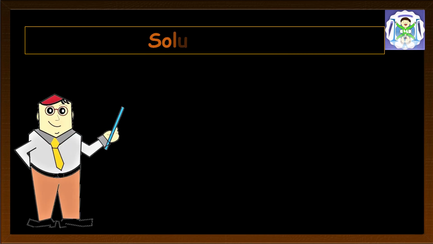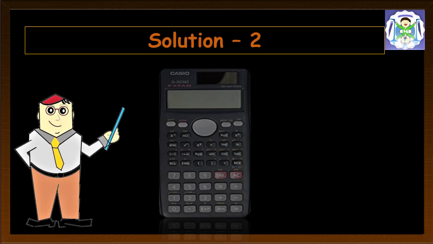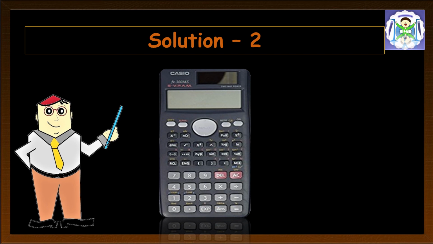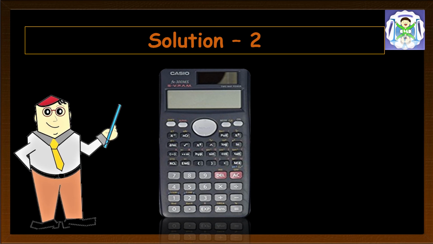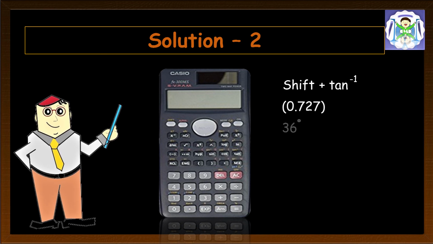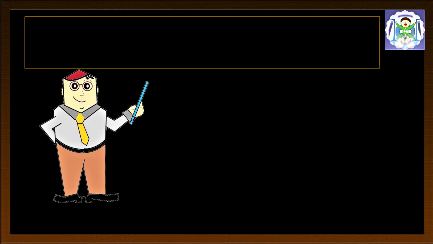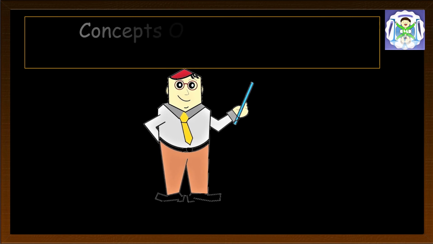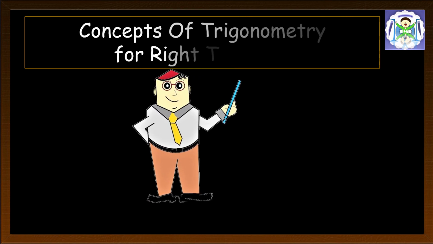Now we will solve this with the scientific calculator. In the scientific calculator, you have to click on the tan inverse button and bracket 0.727, which will come to around 36 degrees. That's it, you got it, you did it. So this is the overall basic review of the basics of trigonometry for right triangles.